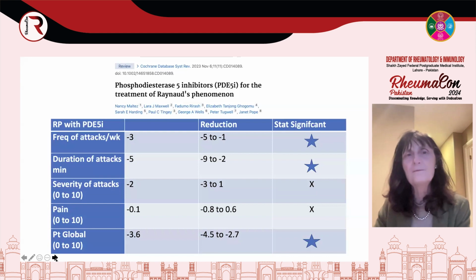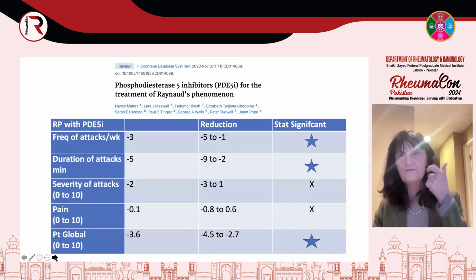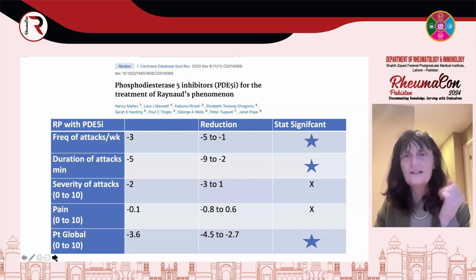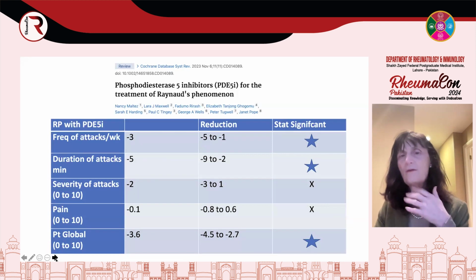If you look at PDE5 inhibitors, so sildenafil, tadalafil, drugs like that, this is what you might find: a reduction in the frequency of attacks, from 1 attack a week less up to 5 attacks a week less on average. The duration of attacks might go down by at most 10 minutes. The severity of attacks might not change. It wasn't statistically significant, but if 10 is the worst, 0 is no severity, it might go down 3 points, but that's at best not statistically significant. It might not change at all.